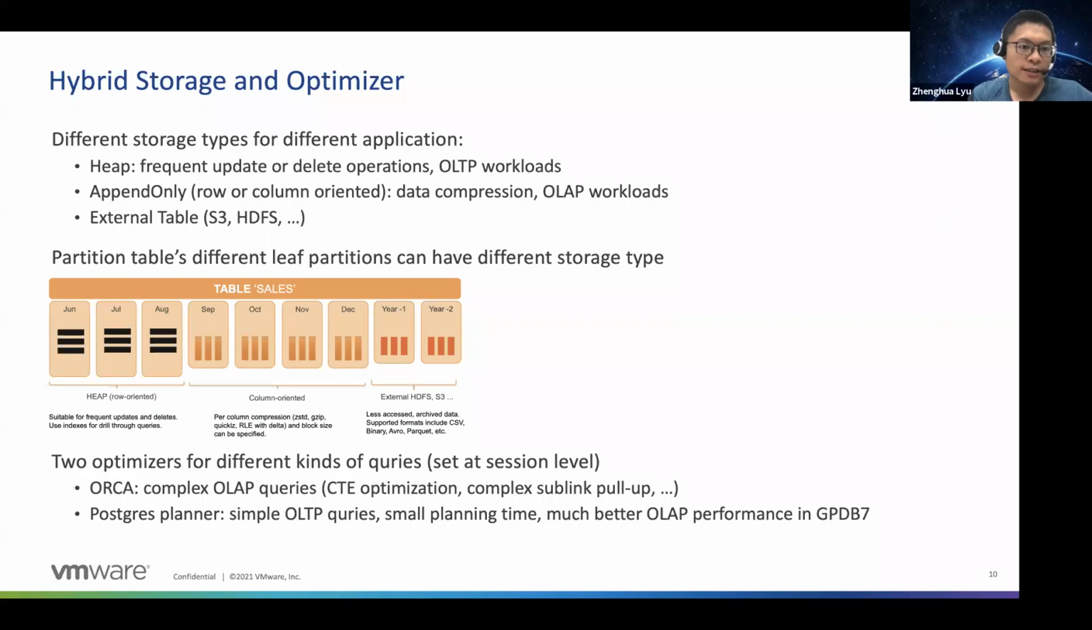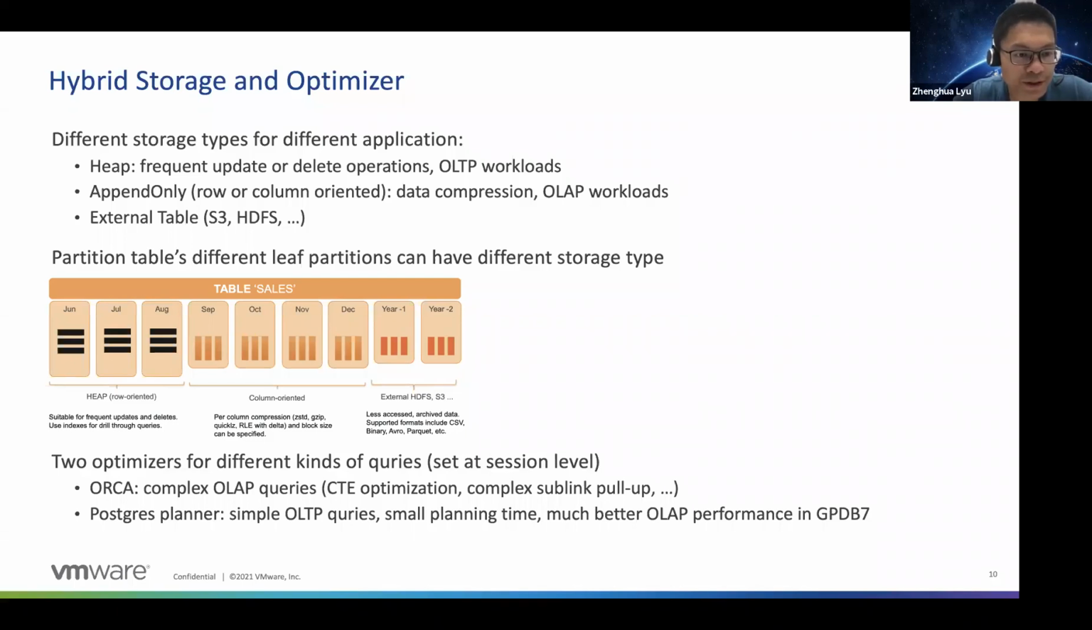For those data that does not need to update or delete frequently, we choose append-only column-oriented storage type so that we can compress the data and save a lot of space. For those data that need to update or delete very frequently, we choose heap.